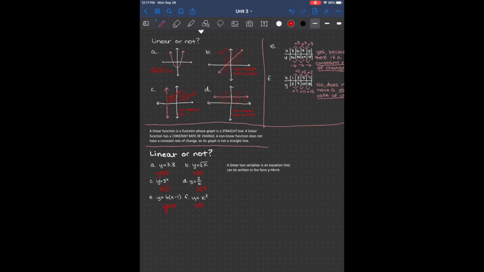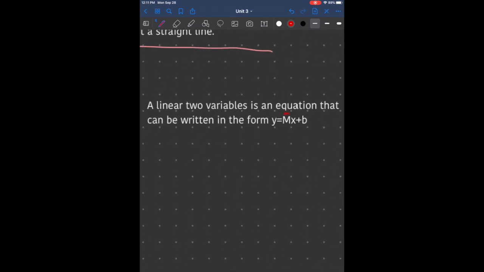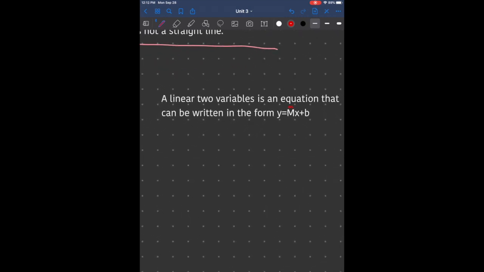Okay. So here is what it normally looks like. A linear function with 2 variables is an equation that can be written in the form y equals mx plus b, and that m is normally not capitalized. It just typed it in that way.